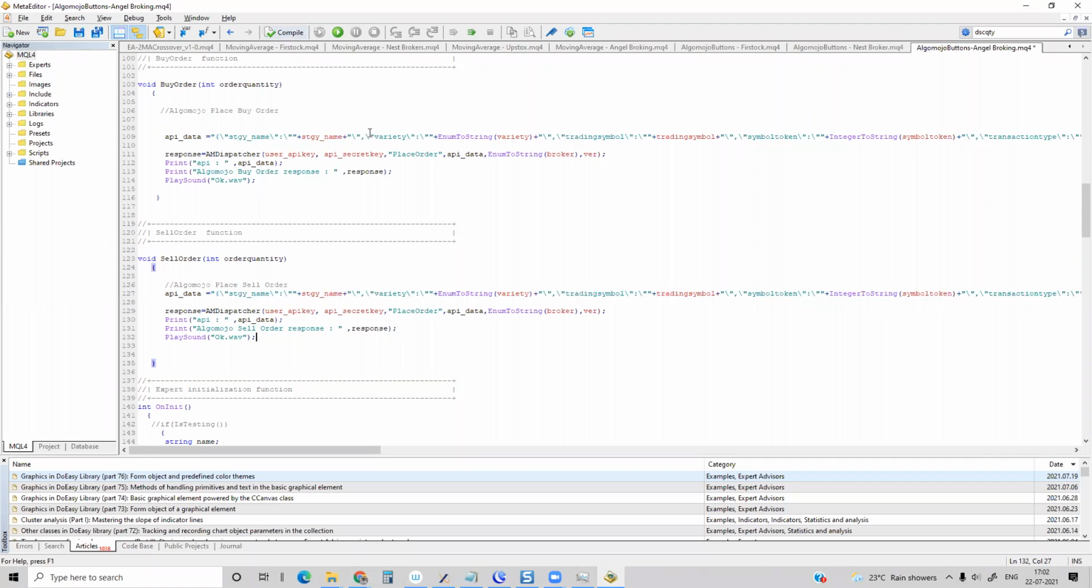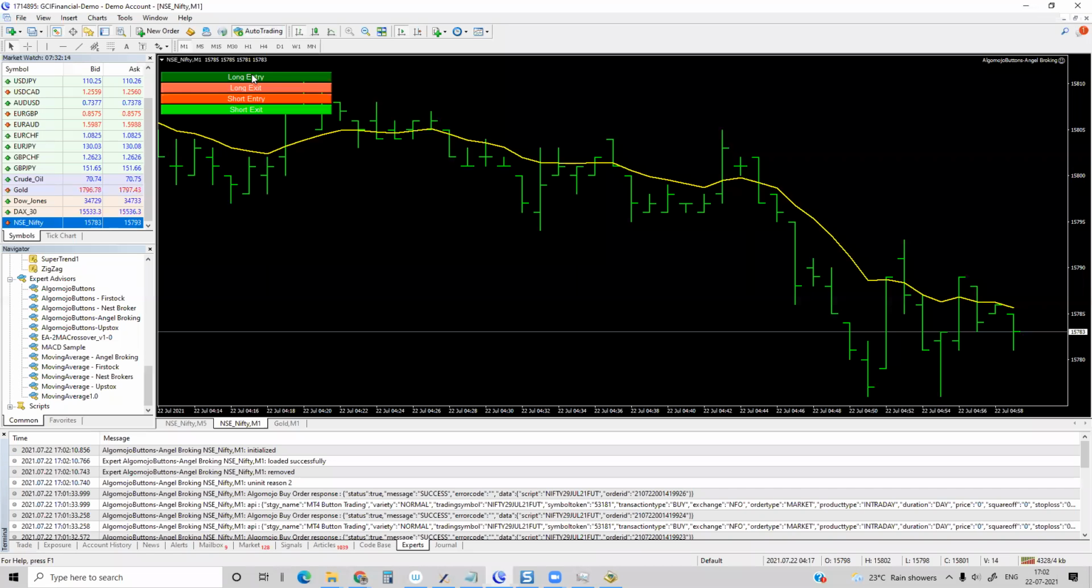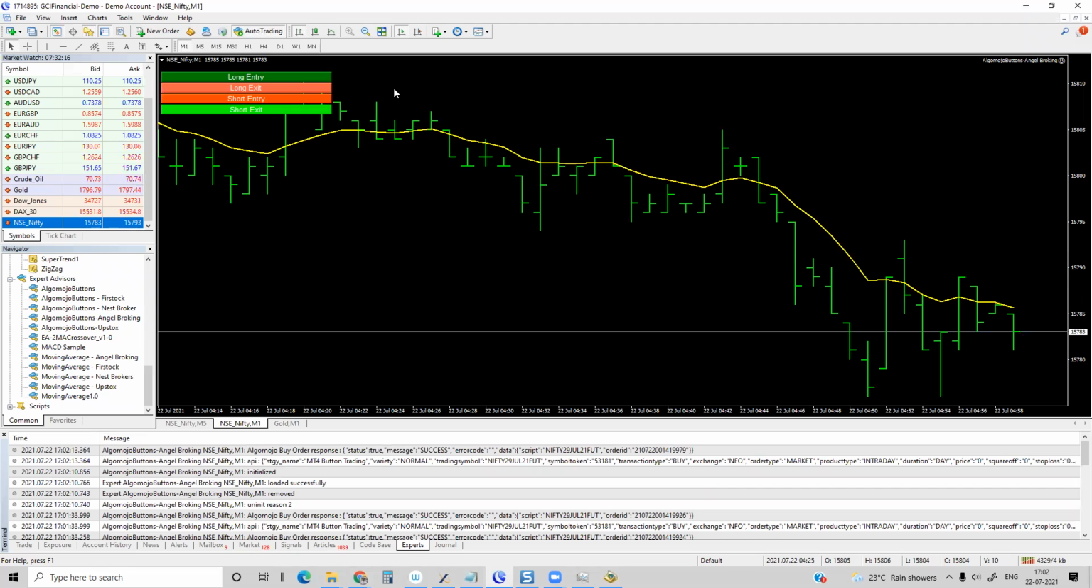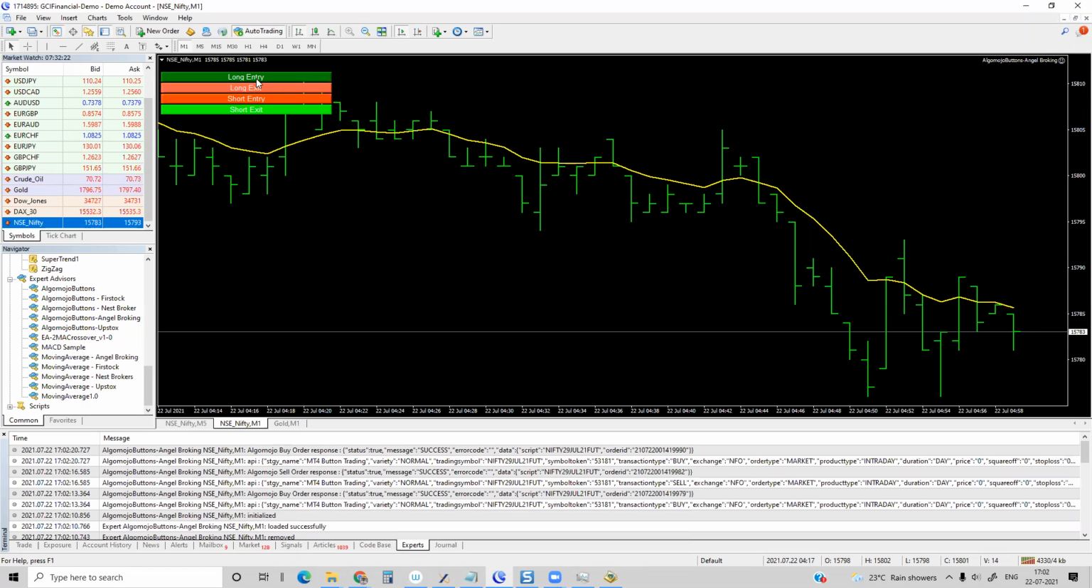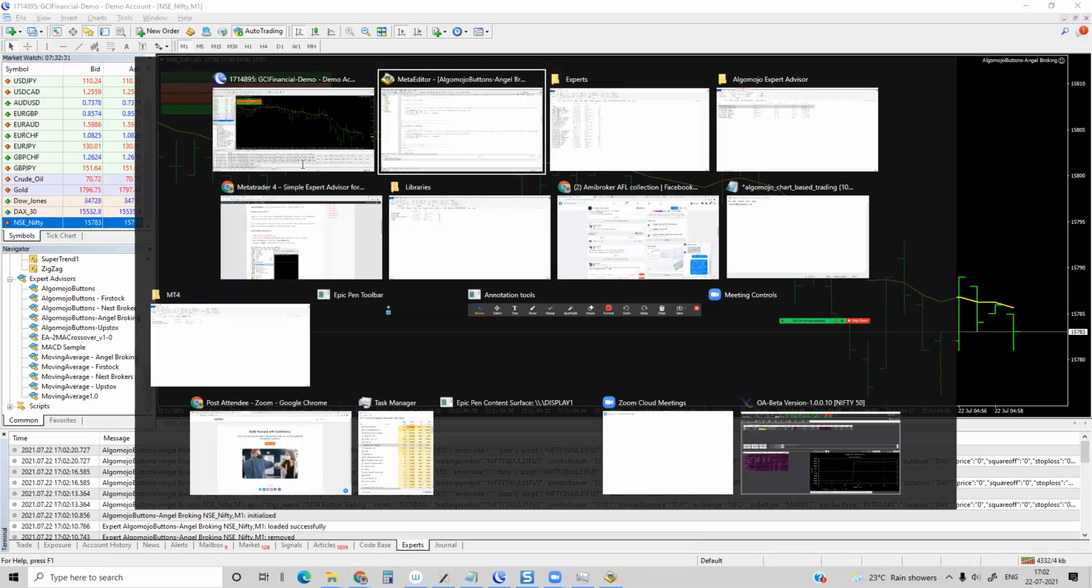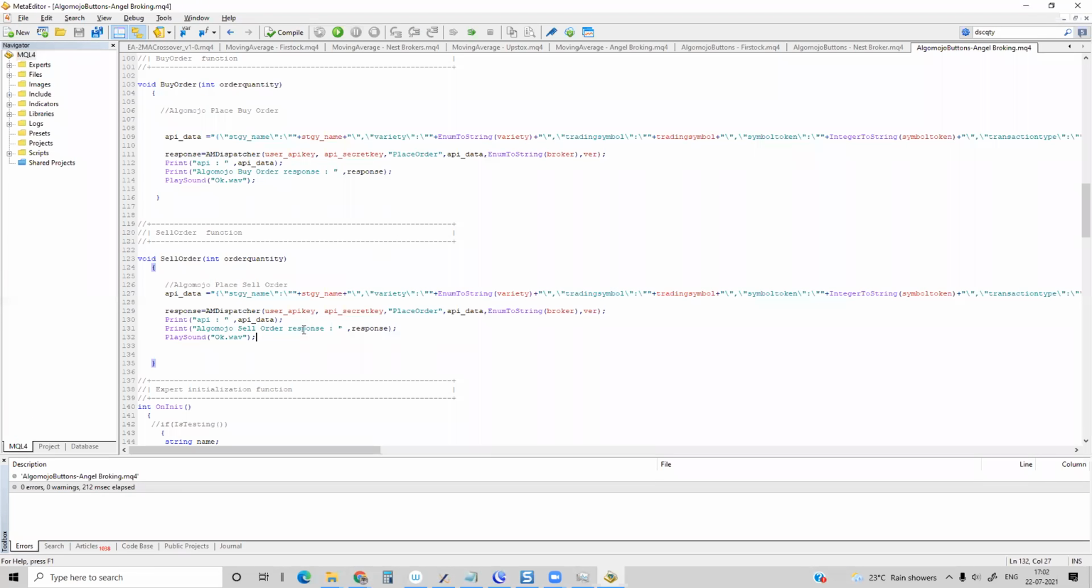So I'll write accordingly. Now, every time I'm pressing the long entry, you'll be able to hear a small sound. I hope you can hear that sound. So every time you press the button, you know that the order has been sent. It's a mild sound, or if you don't want that sound, you can always change it. This OK.wav sound comes from the Windows sounds.